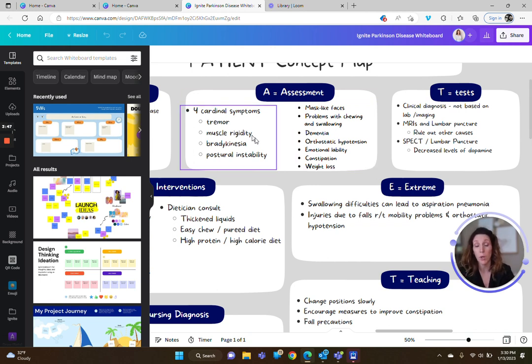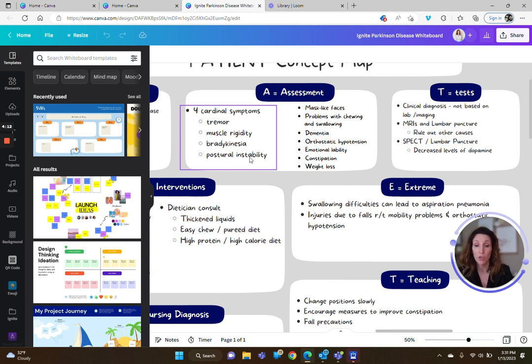It's a tremor, okay? And then muscle rigidity. So this patient no longer has smooth movements of the muscles, okay? Their muscles become very tight and rigid and difficult for them to move. Bradykinesia. Brady means slow. Kinesia means movement. So they have slowed movement. So they just move at a much slower pace than what they are typically moving at.